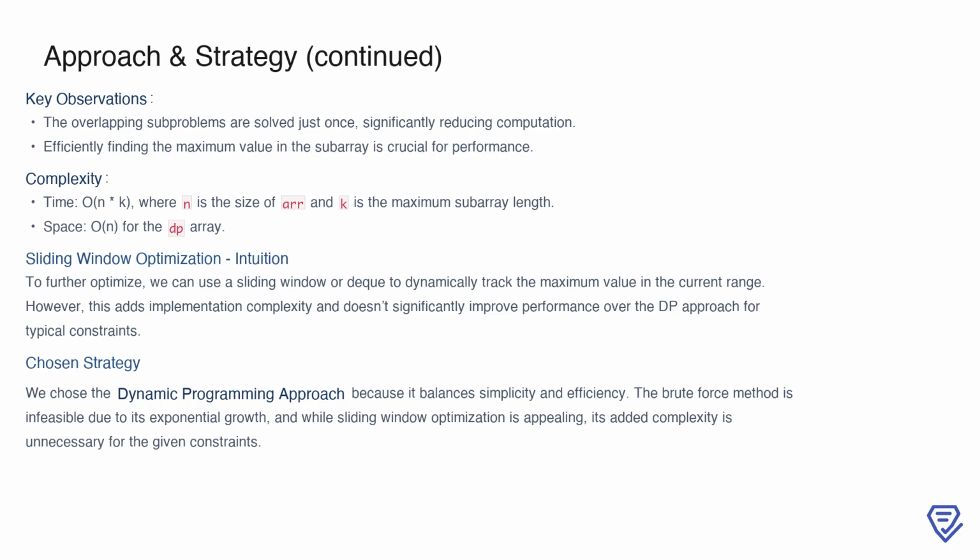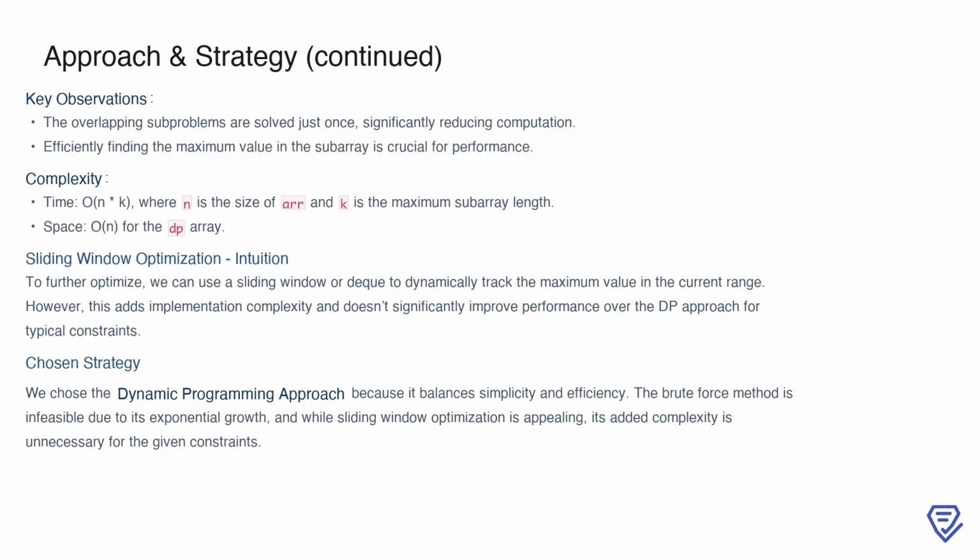First, overlapping subproblems are solved only once, which drastically reduces redundant computations. This is the cornerstone of why dynamic programming is much faster than brute force. Second, efficiently finding the maximum value in a subarray is vital for performance. By carefully managing this computation, we can ensure the approach remains efficient.